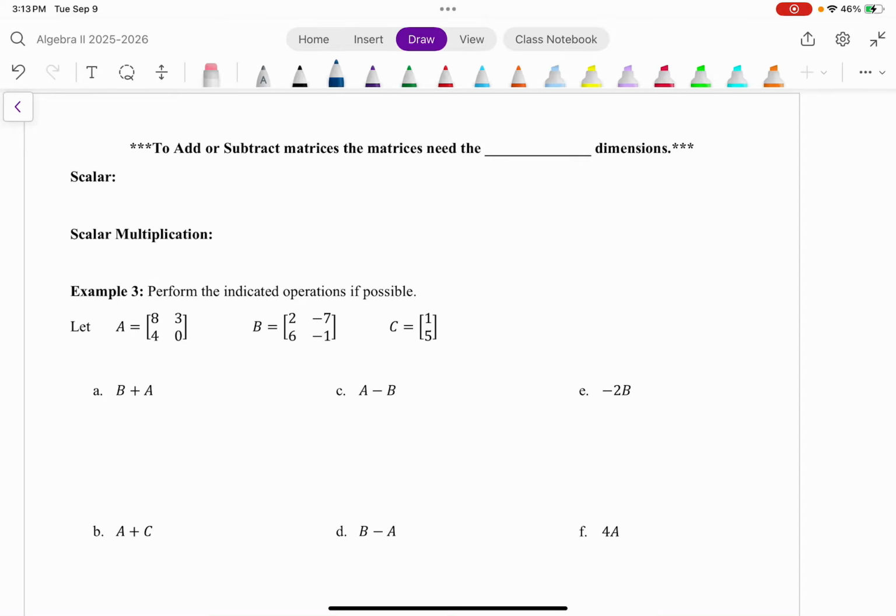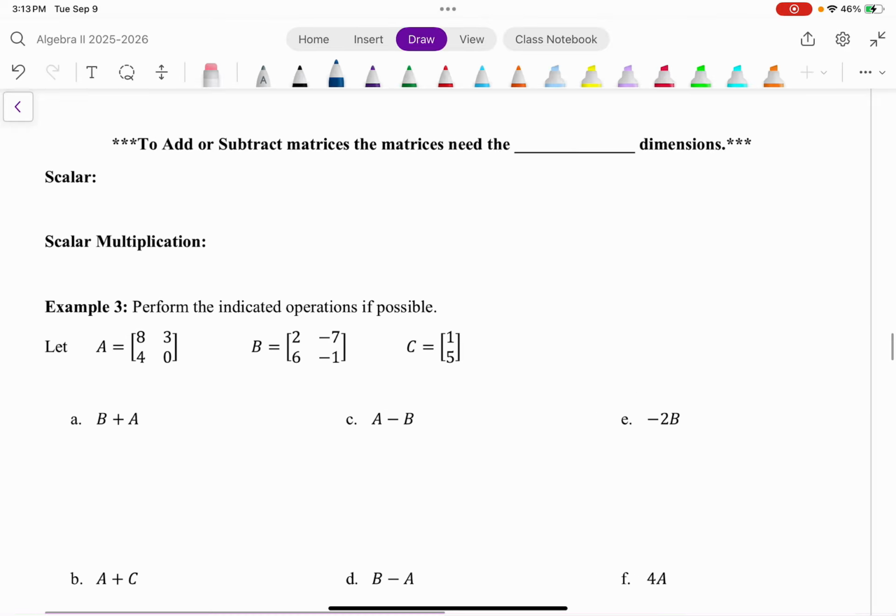All right, in order to add and subtract matrices, the matrices need the same dimensions. If they don't have the same dimensions, it is not possible. Another thing we're going to go over is a scalar and scalar multiplication. Scalar is just going to be a value used to multiply.